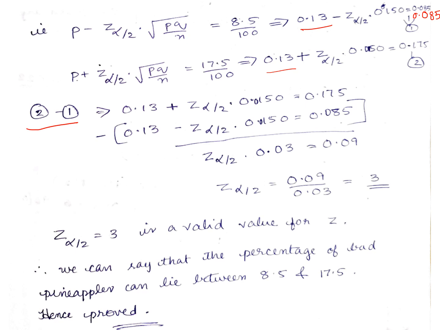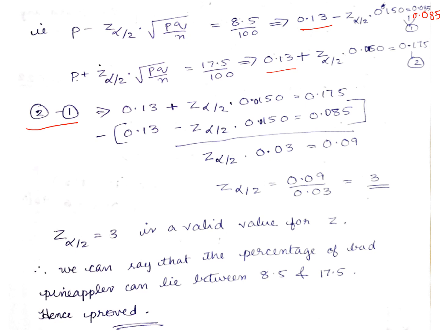0.13 can be cancelled by doing 2 minus 1. Then the remaining is z alpha by 2 into 0.03. We have to add these two terms. So it will become 0.03 is equal to 0.09. So z alpha by 2 is equal to 0.09 divided by 0.03, which is equal to 3. Z alpha by 2 equal to 3 is a valid value for z.